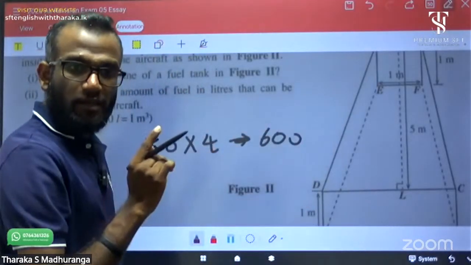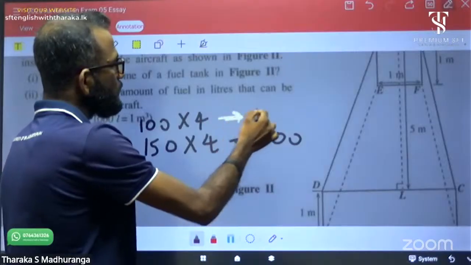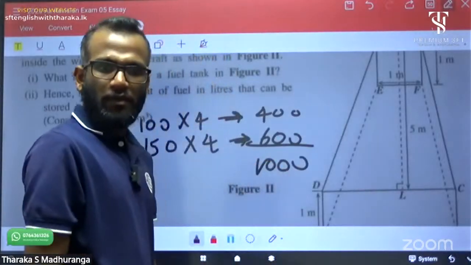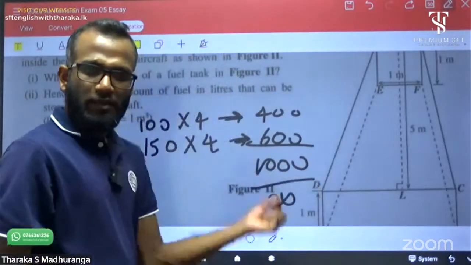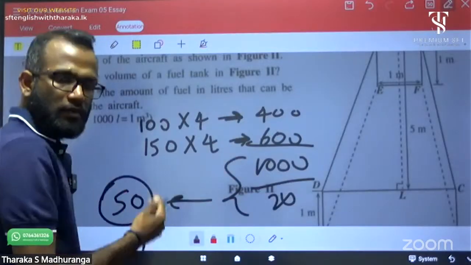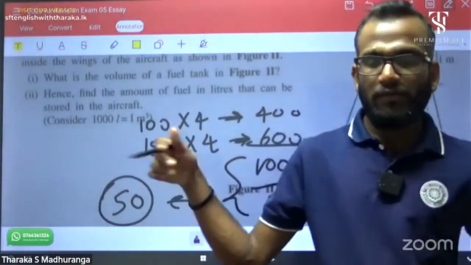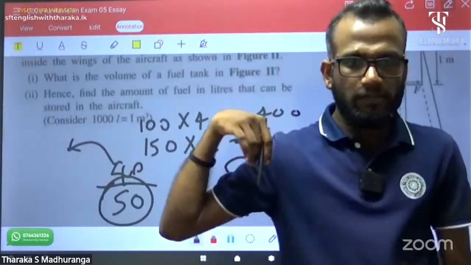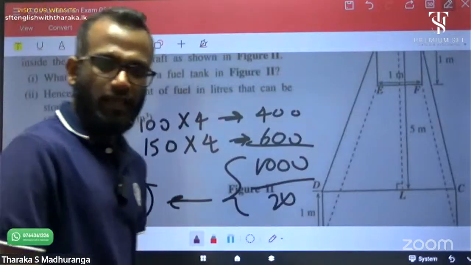For structured essay, one structured essay is 100, into 4, it's 400. The second paper total marks 1000. But it is again divided by 20. 1000 divided by 20 is 50. This is the final marks for the second part. Think if you got 40 from 50, this 40 is added to the MCQ marks. In MCQ part, if you got 35, then you have 75.